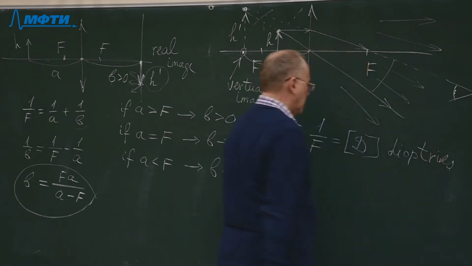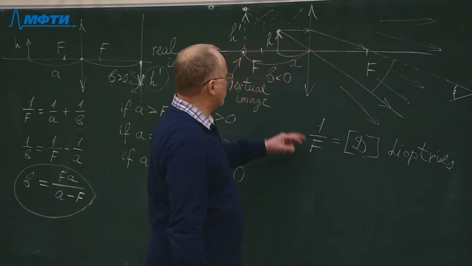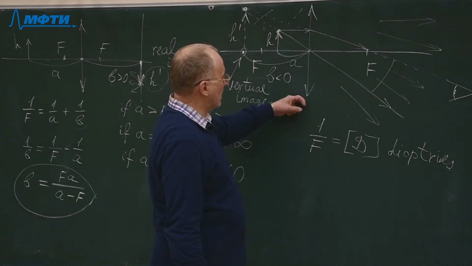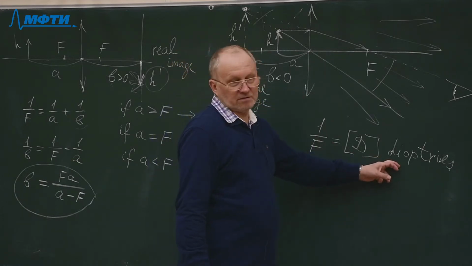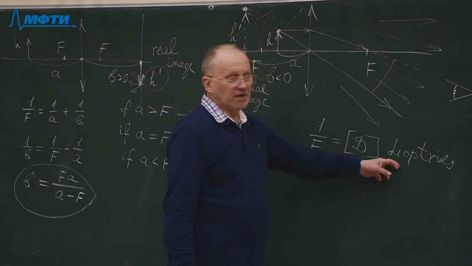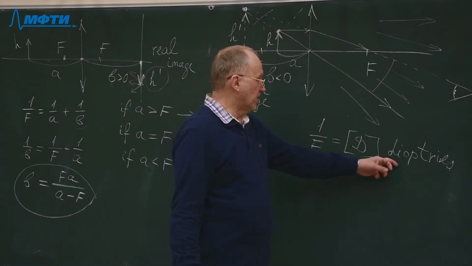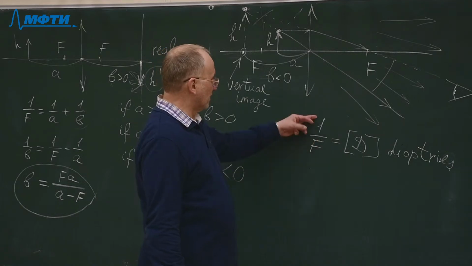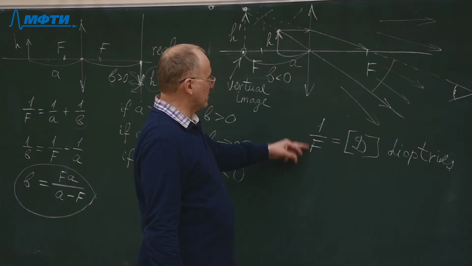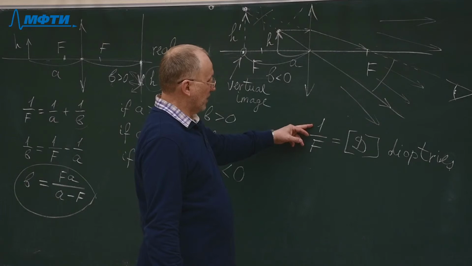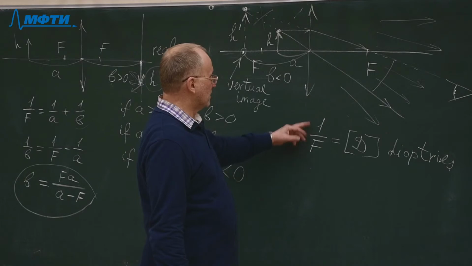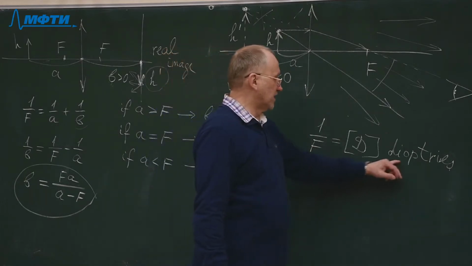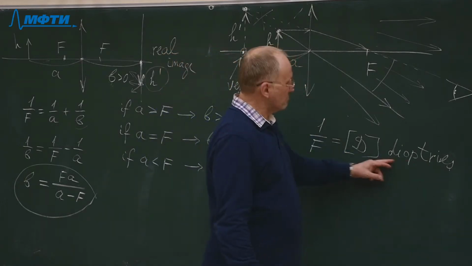So if we say, for example, that we have a lens with the power of 5 dioptries, what does it mean in the international system? 5 dioptries will mean that the focus equals 20 centimeters, because 1 meter divided by 20 centimeters will give you 5. 1 meter divided by 0.2 meters will give you 5.